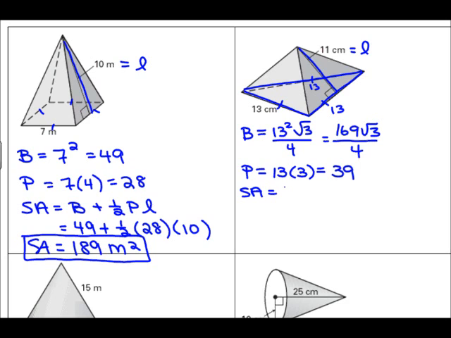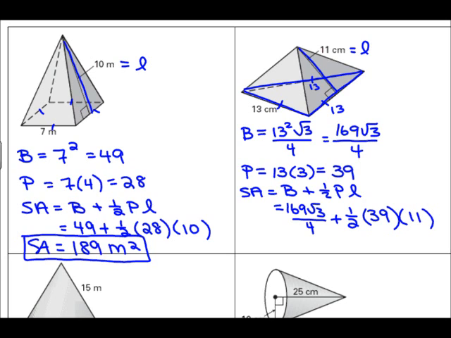So now we plug into the formula. We need 1 base plus 1/2 perimeter times slant height. Our 1 base has an area of 169 radical 3 over 4 plus 1/2 times our perimeter times the slant height, 11. Okay, we put this into our calculator and go ahead and get a decimal. We're going to get 287.7, and our units are centimeters squared.